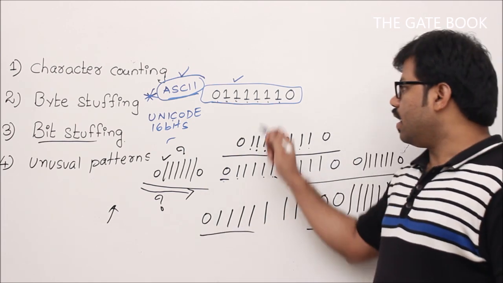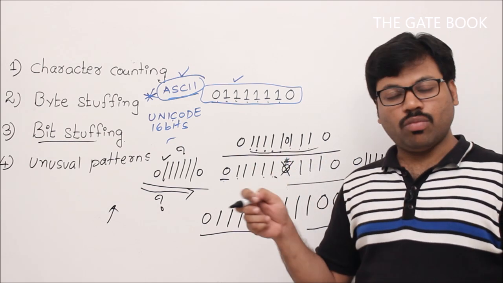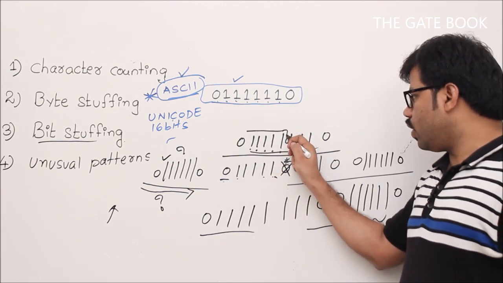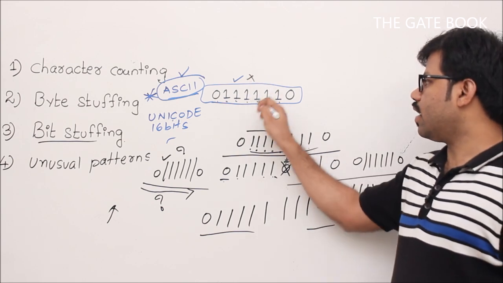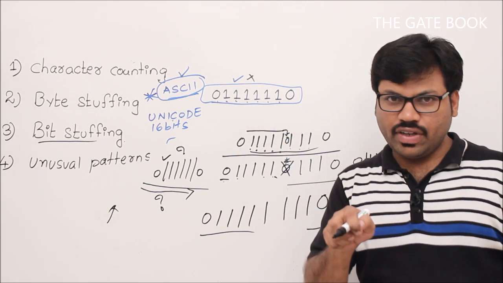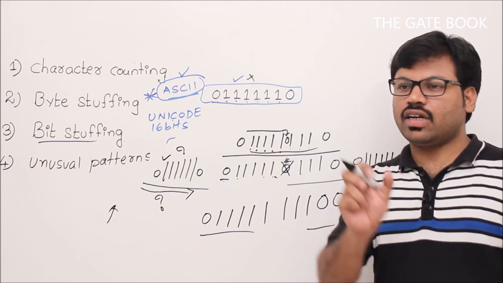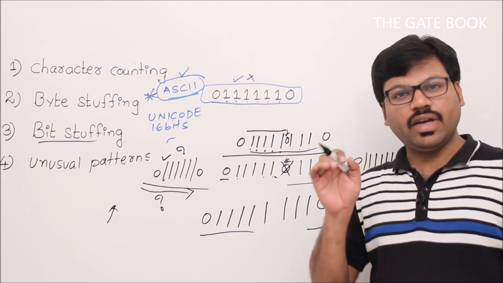And one more thing, if the data contains more than 5 ones, then whenever you see 5 ones, immediately you add an extra 0 so that we can ensure the data never contains this pattern. And while receiving, whenever you see 5 ones and then after that a 0, definitely we can say that it was added by us.